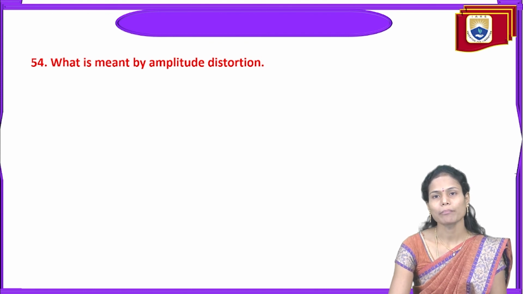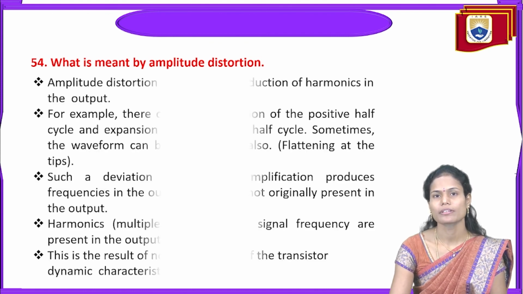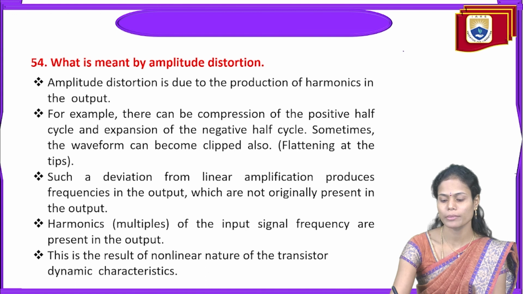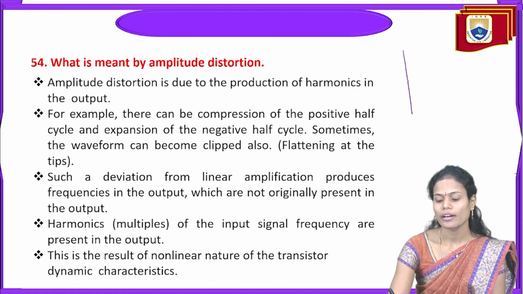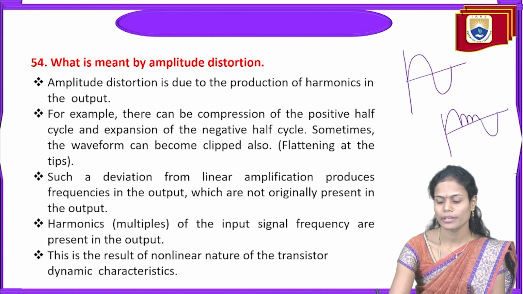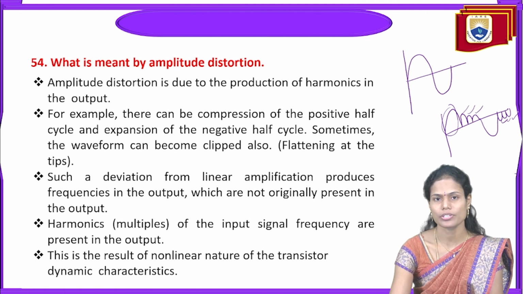And what is meant by amplitude distortion here? So the amplitude distortion is due to the production of harmonics in the output. That is nothing but, generally, in the output of the amplifier, we need to get the signal like this. But instead of getting the signal like this, we are getting the output like this here. Along with the required signal, we are getting these particular harmonics. So this indicates the amplitude distortion here.